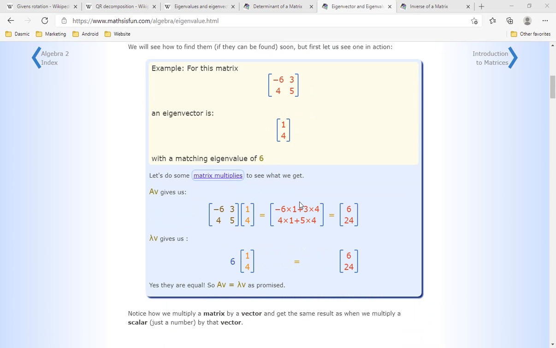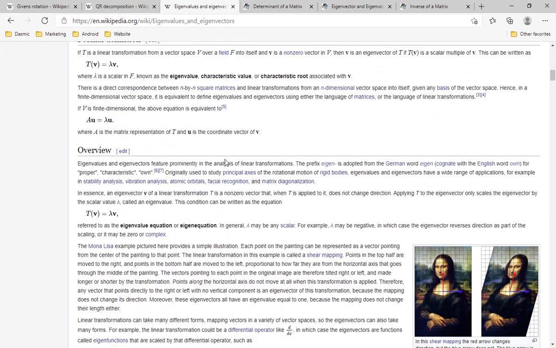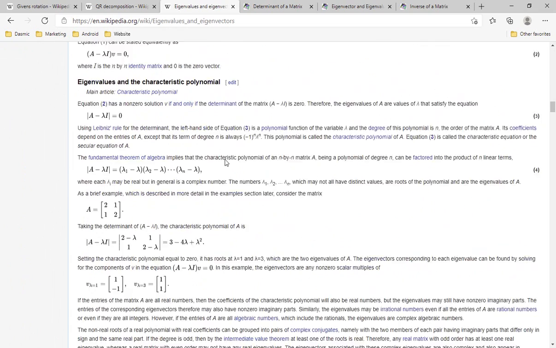Plus, it's a very important matrix operation, so any matrix library should contain that. So computation of eigenvalue and eigenvectors, there are a few methods here. I'm switching back to the Wikipedia article.